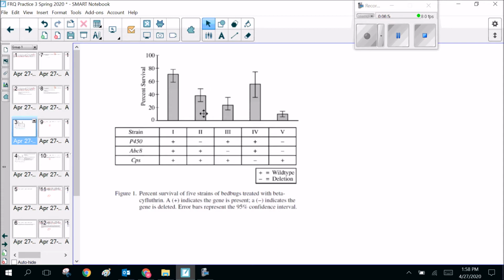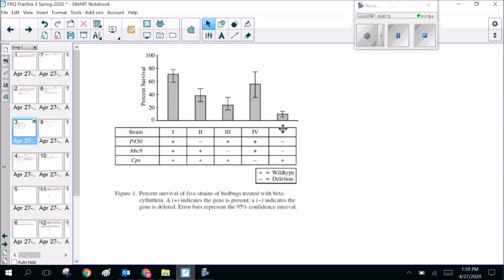Now it's somewhat comparable to the change that we see over here. It's not statistically significantly different from P450 based off these error bars alone because they overlap, but it's definitely significantly different from the bar over here with just the normal wild type control. So getting rid of ABC8, big difference. And here we don't see a big difference with CPS. This error bar overlaps with this one, so this is not statistically significant in terms of survival. Getting rid of CPS alone isn't going to do it. And then getting rid of these 2 at the same time, wow, that combo, they must be working together in some way, because that combo is really killing these insects.